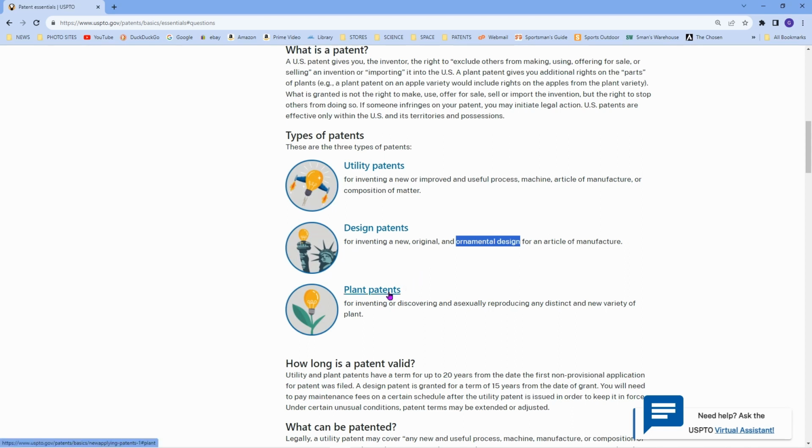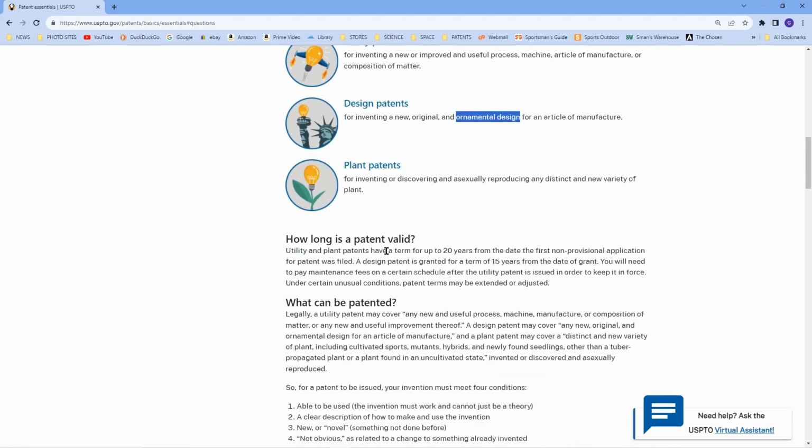And there are also plant patents. Plant patents are for what it sounds like, for plants that are discovered or made through genetic engineering. We're not going to do those. I've never done one of those, but I do have design patents and I do have utility patents.